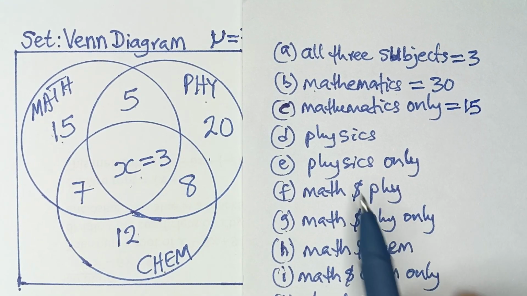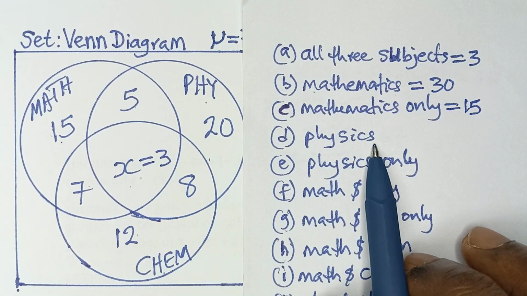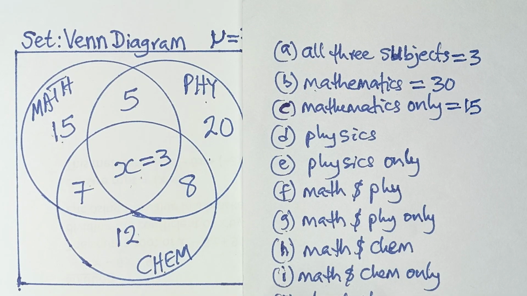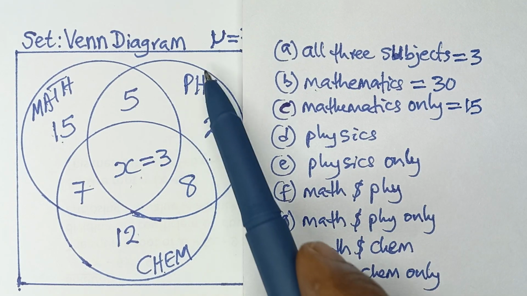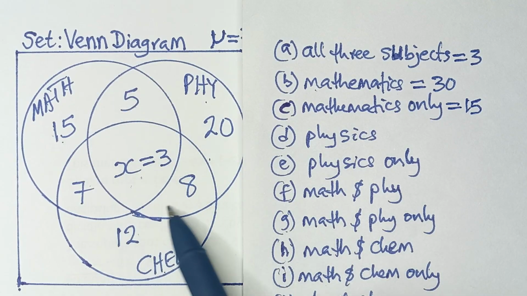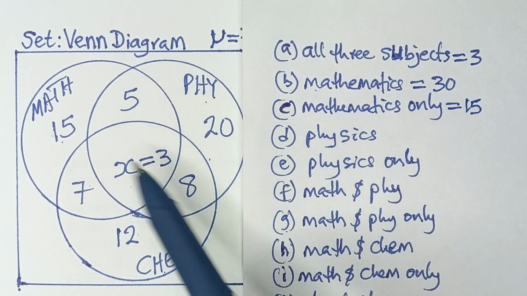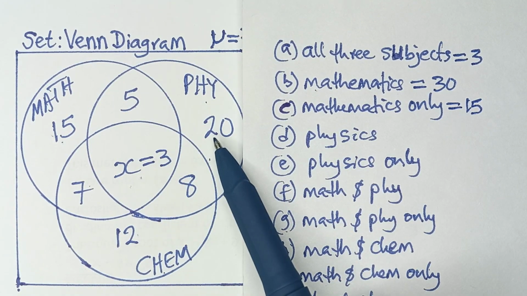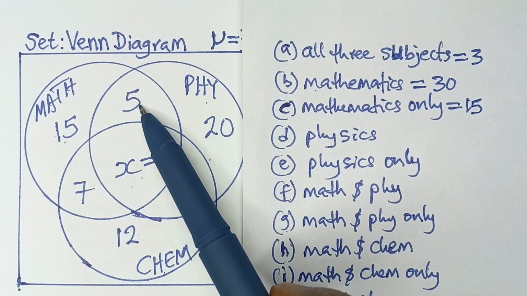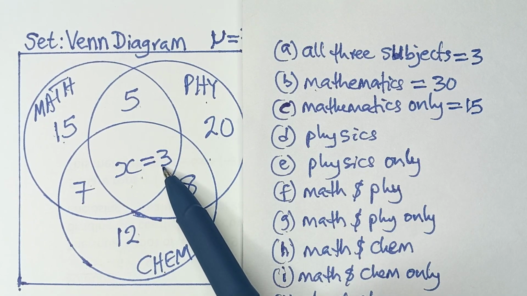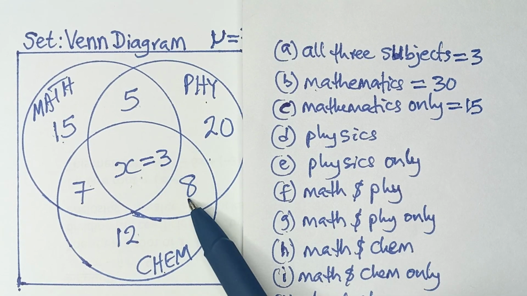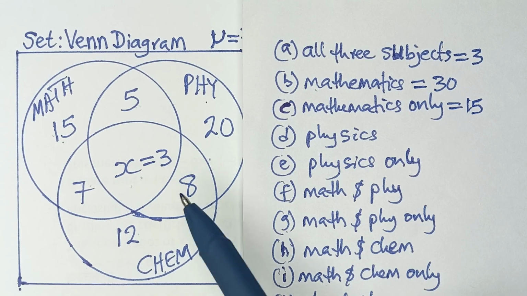The next question says the number of students that offered physics. To get that, we look at the physics circle, just as we did for the maths circle, and add everything that we can see there. 20 plus 5 is 25. 25 plus 3 is 28. 28 plus 8 is 36.